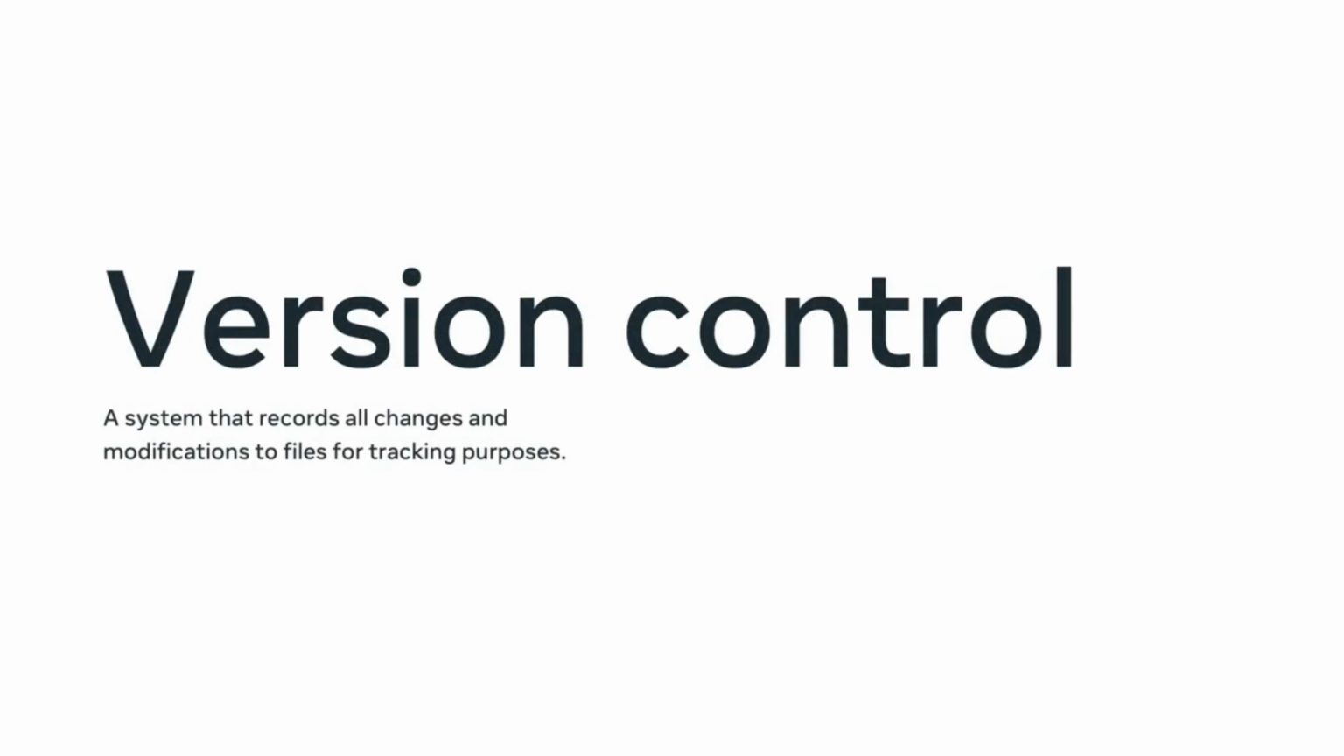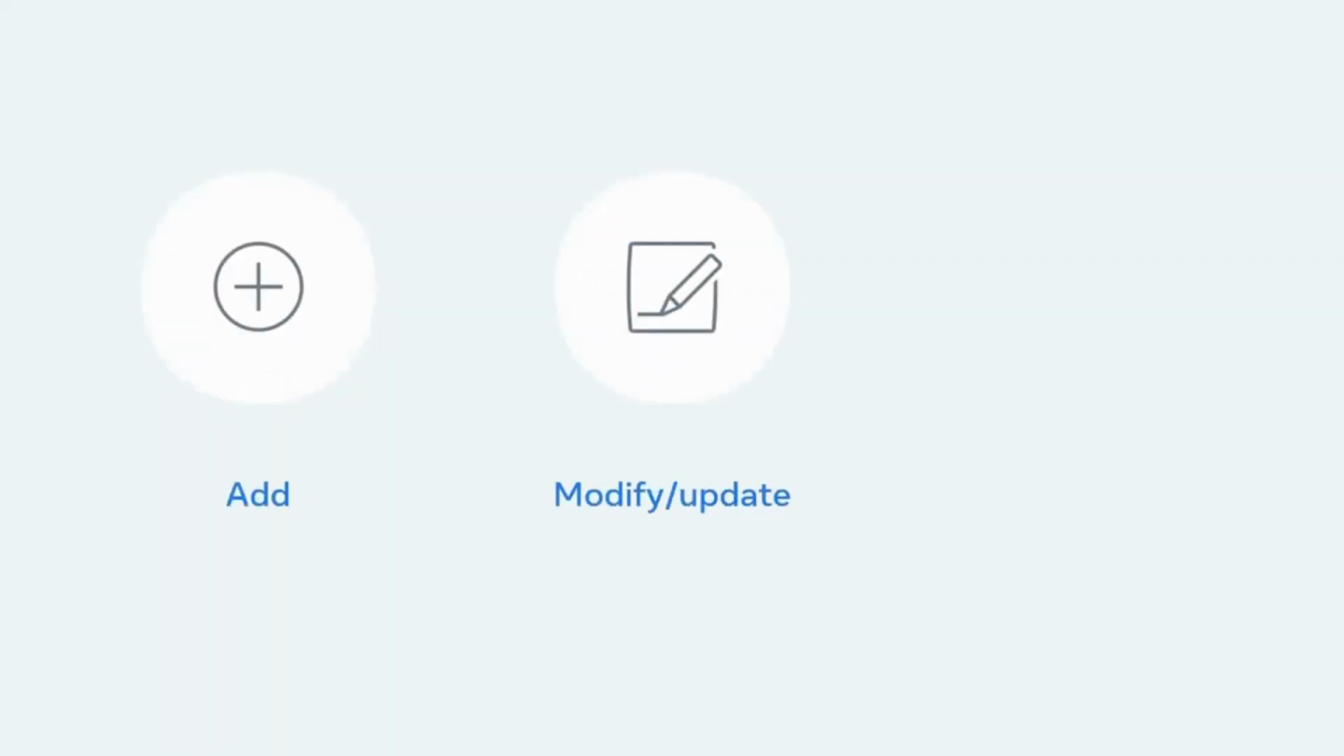Version control is a system that records all changes and modifications to files for tracking purposes. Developers also use the terms source control or source code management. The primary goal of any version control system is to keep track of changes. It achieves this by allowing developers access to the entire change history with the ability to revert or roll back to a previous state or point in time. There are different types of changes, such as adding new files, modifying or updating files, and deleting files. The version control system is the source of truth across all code, assets, and the team itself.